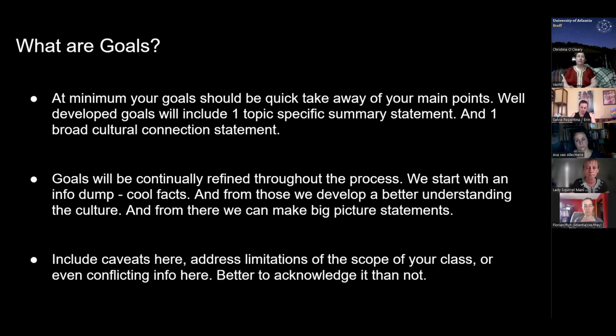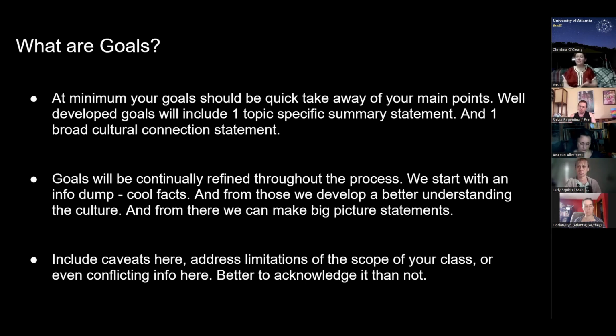It's going to include, again, I usually have 3 or 4 statements on it. One of them is going to be a topic specific summary statement. What is the content of your class about? One of them is going to be a really broad cultural connection. Why is that important? Why should you want to learn about it? And then the third one is kind of my space to play depending on what this particular class needs.